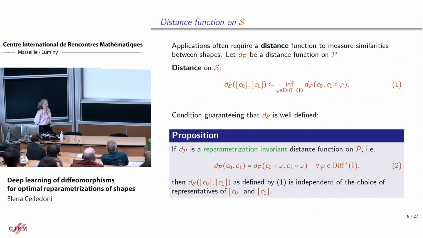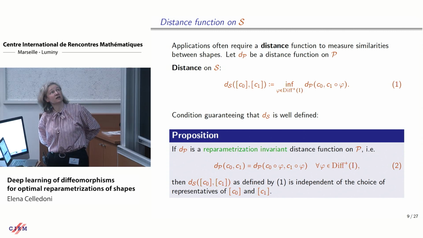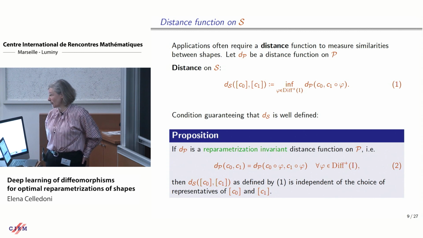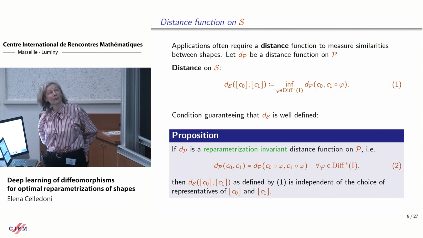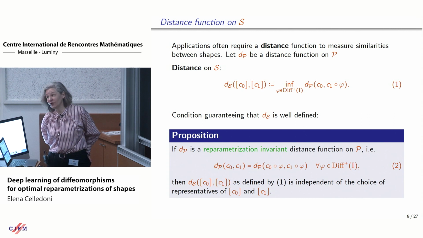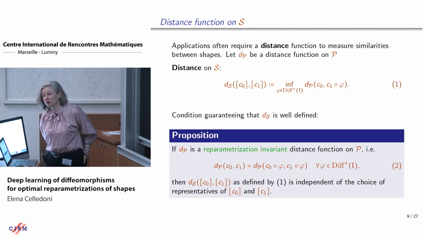Okay, so useful, you must agree, is to have a notion of distance between shapes or between curves. If we want to compare them, we're going to need some sort of notion of distance. And the way one defines this is by starting with the distance on the pre-shape space, on the space of immersions in my example from before, and then by taking the infimum over all possible reparametrizations.